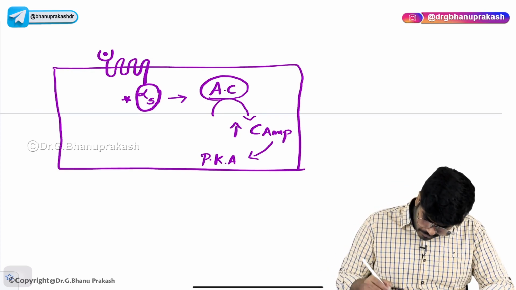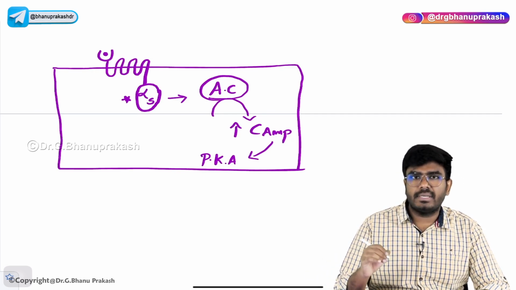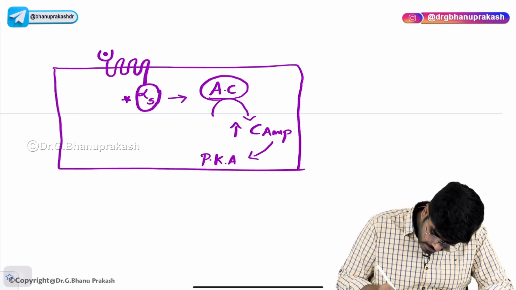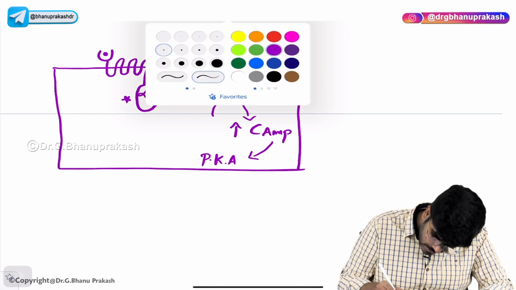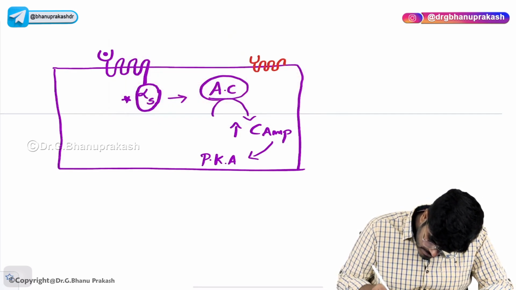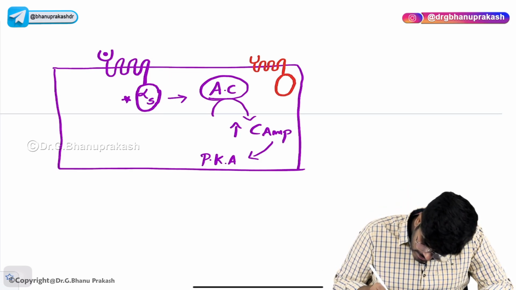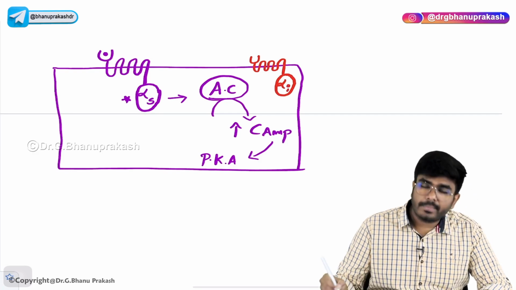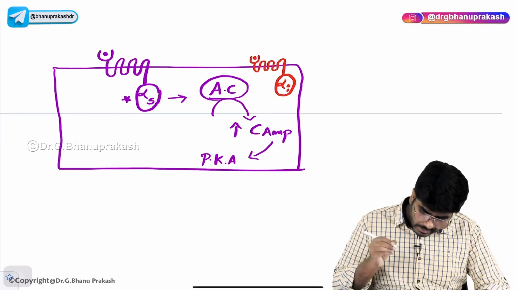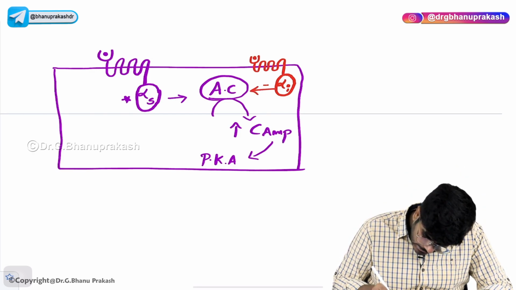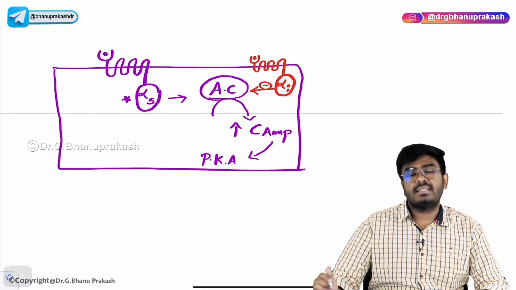But remember, the cAMP levels will be decreased or the adenylyl cyclase will be inhibited by another type of receptor. Let me show you here the other type of receptor, with a different color so that it will be easy. See, this is also a 7-pass receptor, but here the alpha component is G inhibitory type or alpha inhibitory type. Whenever you stimulate this receptor, it will go and inhibit adenylyl cyclase so that cAMP levels will be going down inside the cell.